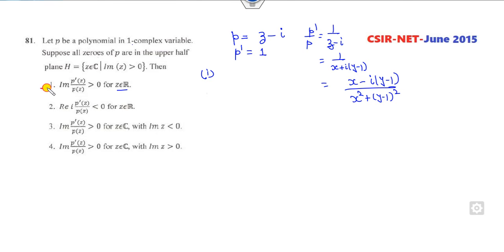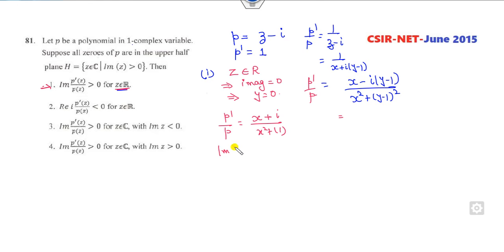Now for the first option, z is my real number. What is the meaning of that? Imaginary component will be 0, that is y will be 0. So what is my P dash over P? For the first part, y will be 0, so P dash over P will be x plus iota over x square plus 1. Fine. So what is the imaginary part of P dash over P? 1 over x square plus 1, which is always greater than 0. So this option is satisfied.